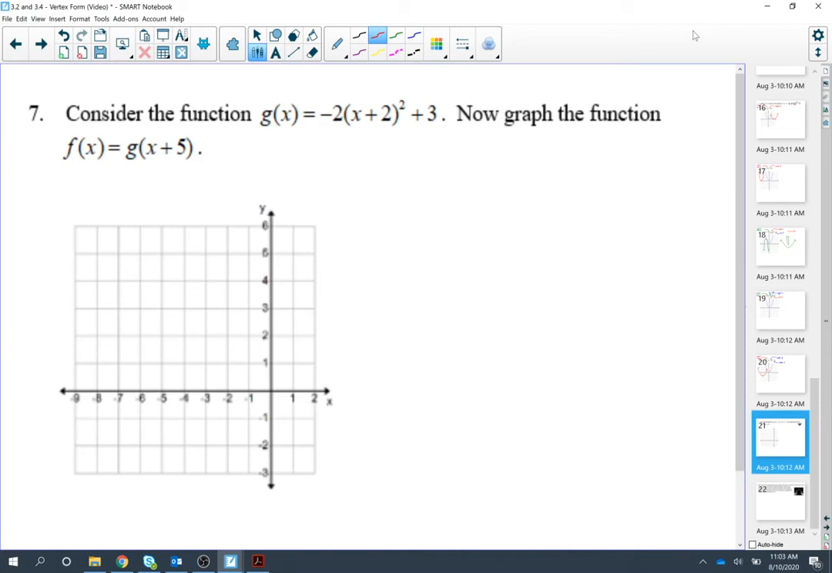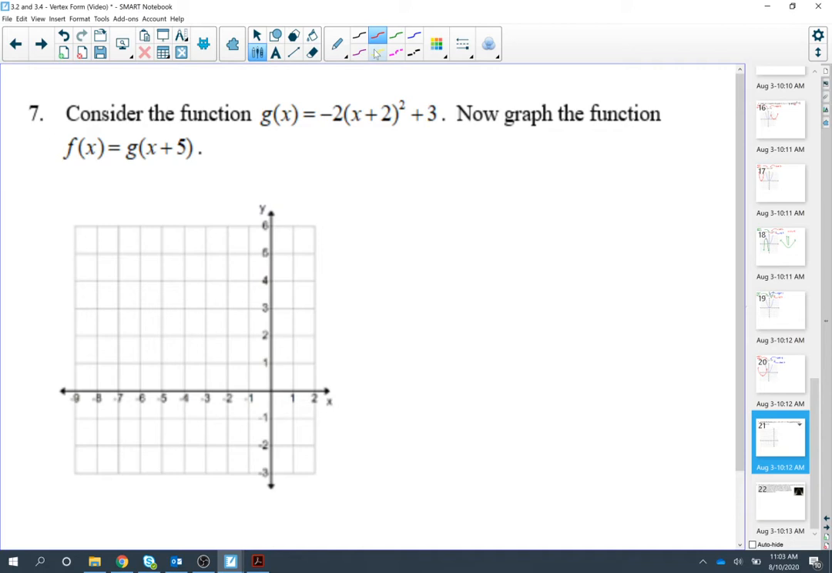Last but not least, finishing up 3.2 and 3.4, we have two application problems. So number 7, consider the function g of x equals negative 2 times (x plus 2) squared plus 3. Now graph the function f of x equals g of x plus 5.